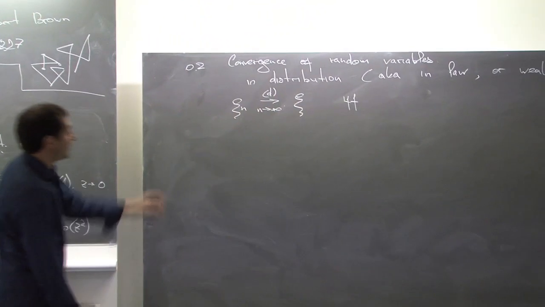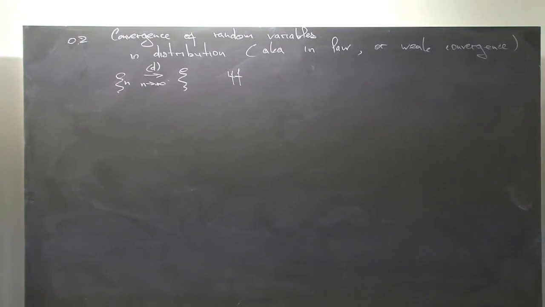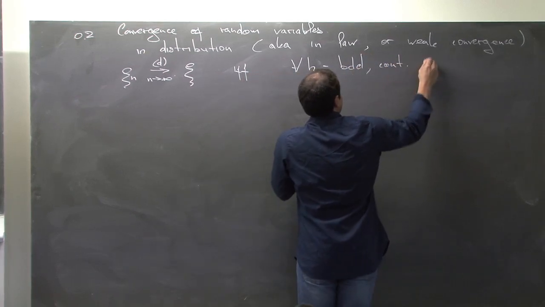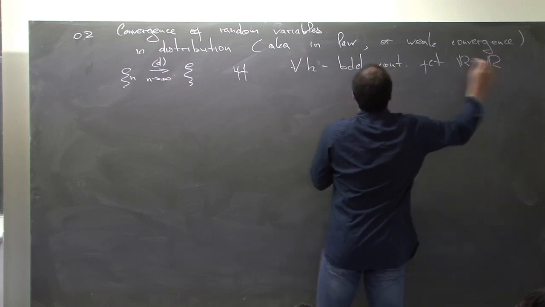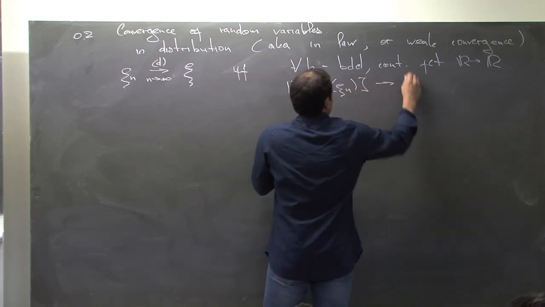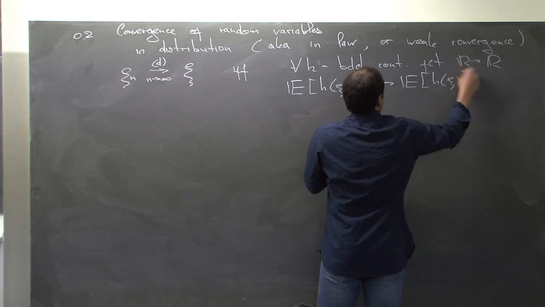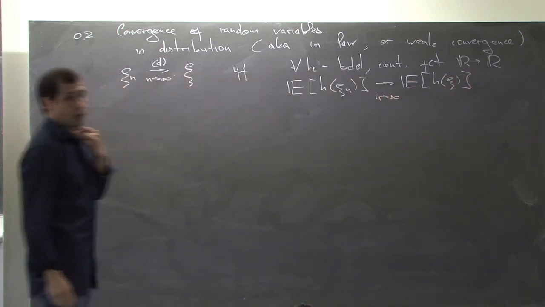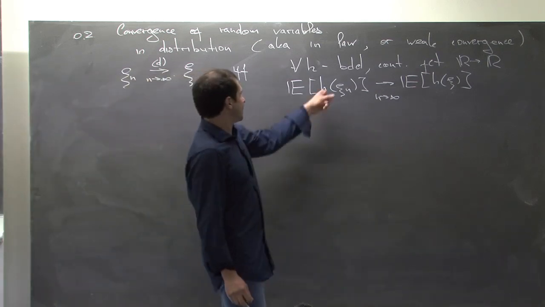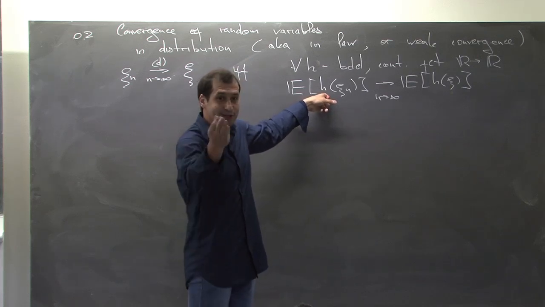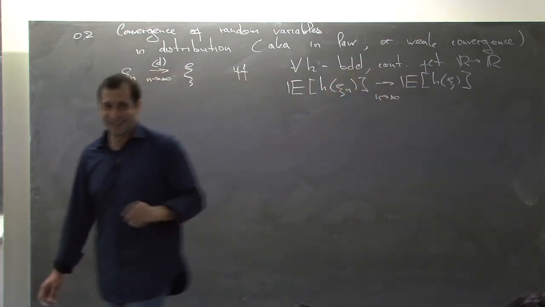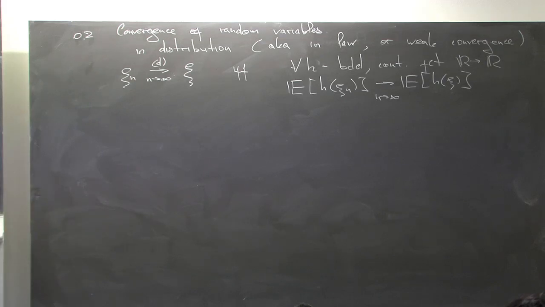Okay, so this convergence in distribution holds if and only if for every bounded continuous function, these expectations do converge. You can think about, for instance, just the function which is a constant, then this is a meaningless statement. If the function is constant 1, then 1 indeed converges to 1. But of course you can think about more interesting functions.